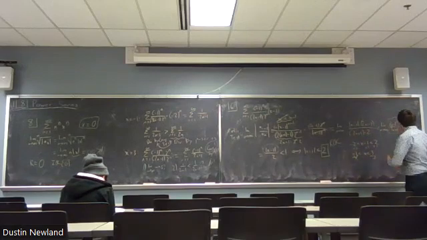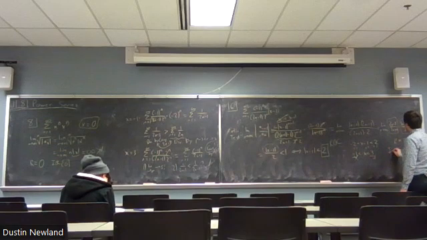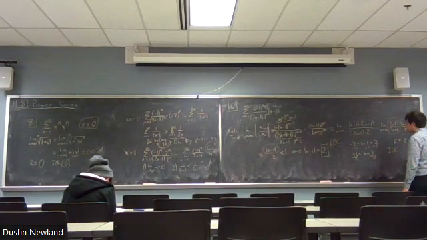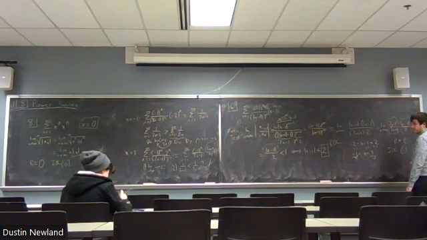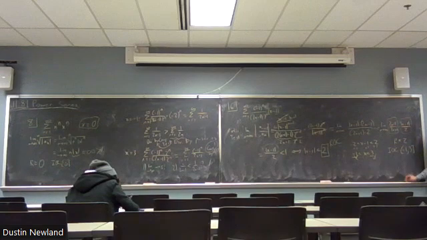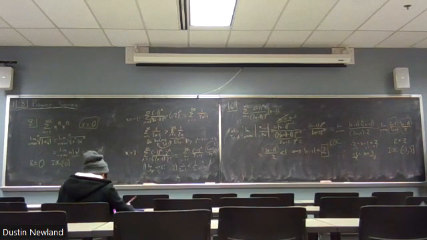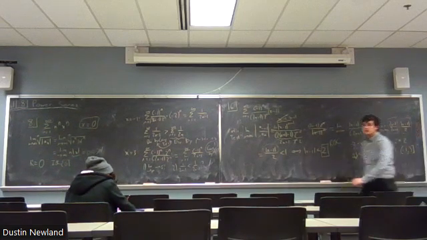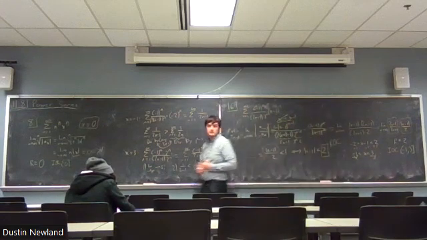So in the end, my final answer should be that the radius is 2, and my interval of convergence is going to be -1, not including -1, to 3, and then I include 3, because 3 works, but -1 does not. Okay. Any questions for me?